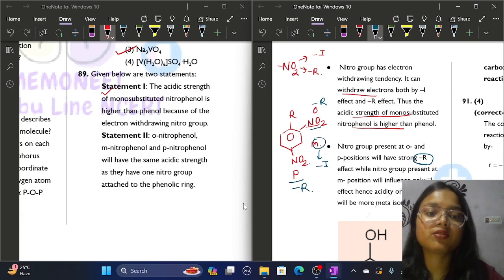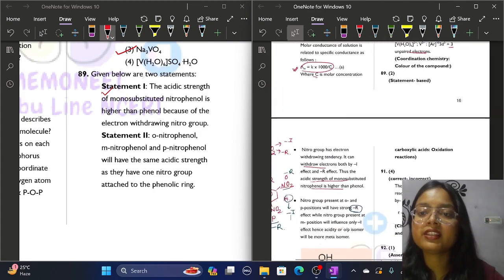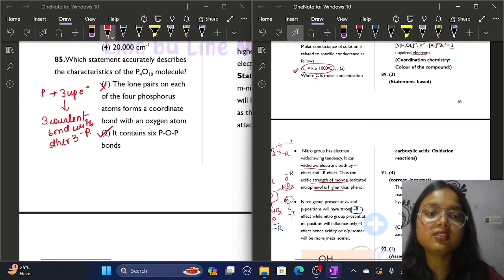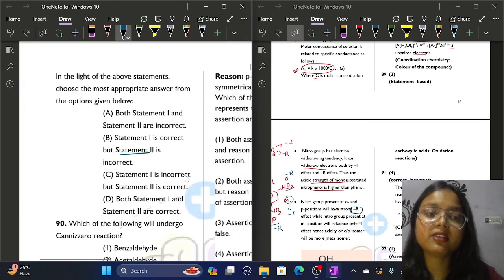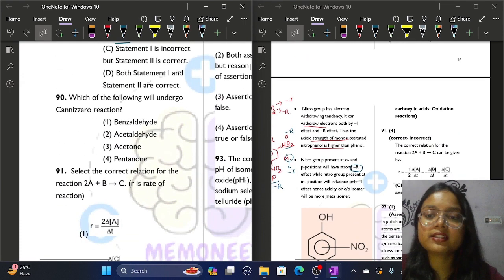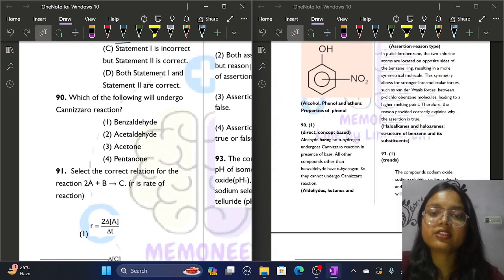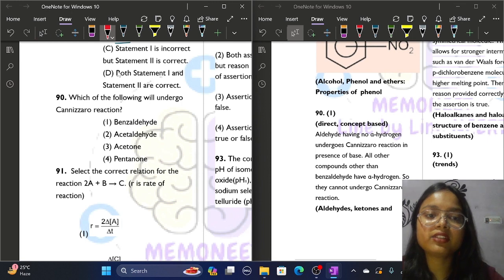So in this case, what will be the correct answer? Statement 1 is correct, but statement 2 is incorrect. So this will be the correct answer, option B. In question number 90, which of the following will undergo Cannizzaro reaction?